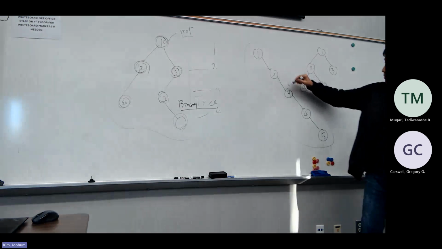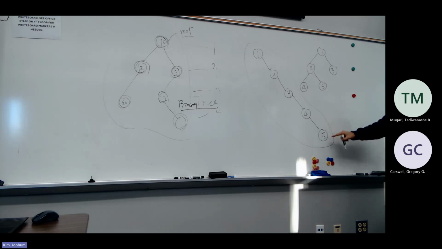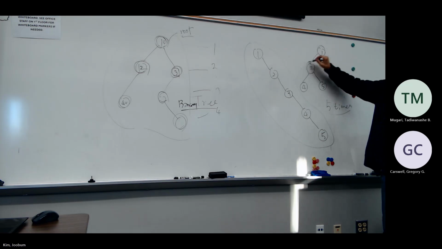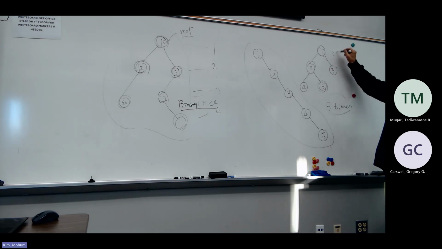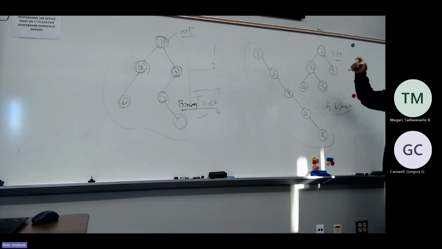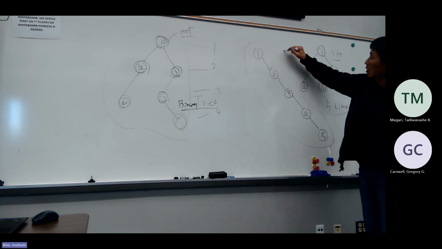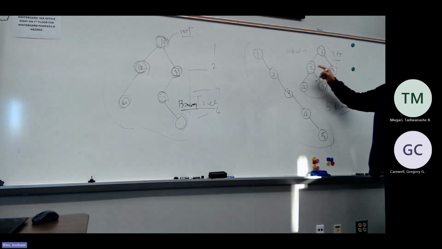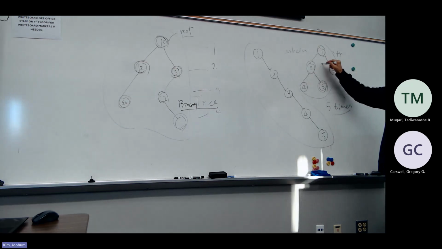1, 2, 3, 4, 5. To find 5, we need 5 comparisons. How about this case? 1, 2, 3, just 3 times. That means we can reduce the number of comparisons related to the time. So this is called unbalanced. This kind of tree is called balanced.